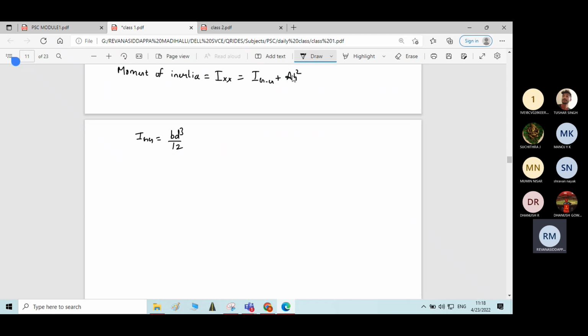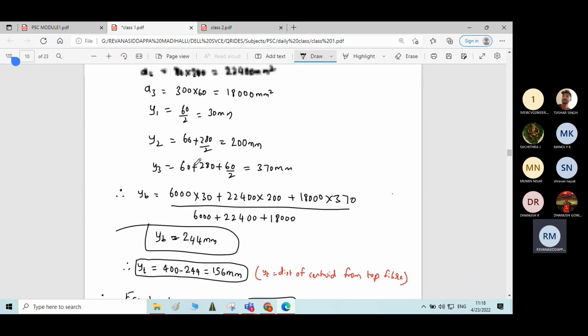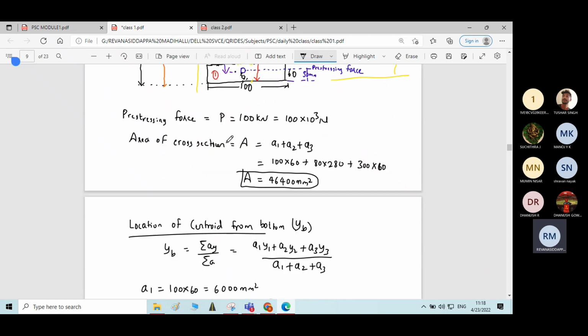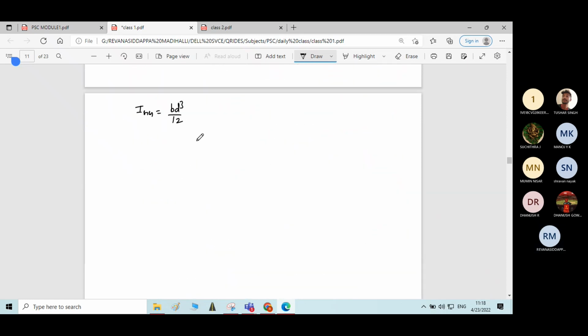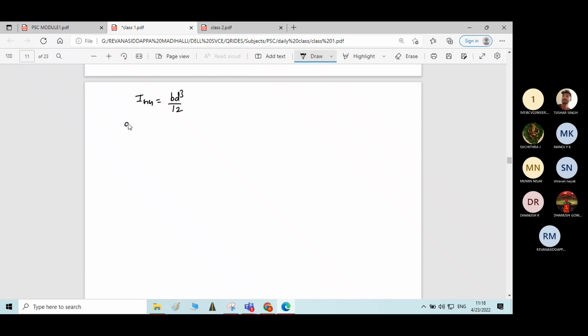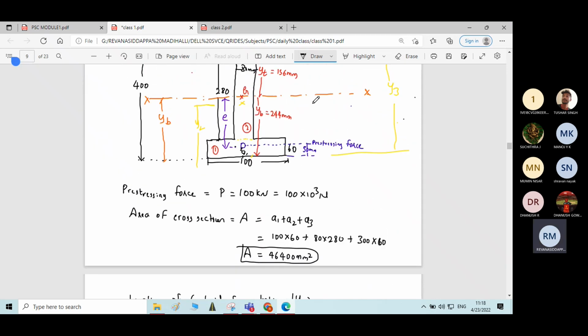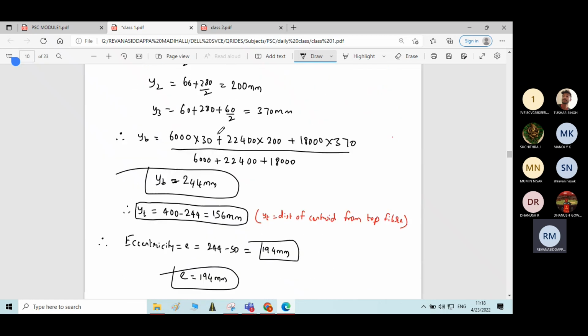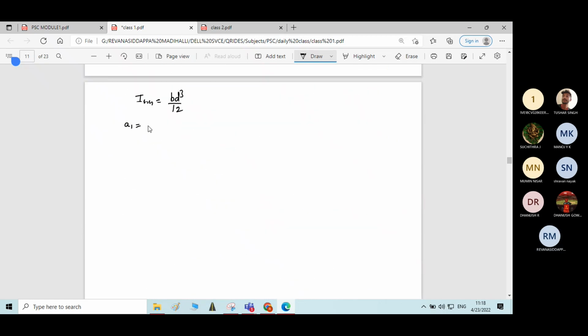Here we have three components. For all the three components, we have to individually calculate area and H value. Initially, we will calculate for rectangle 1. A1 is equal to 100 into 60, that is 6000 mm square.